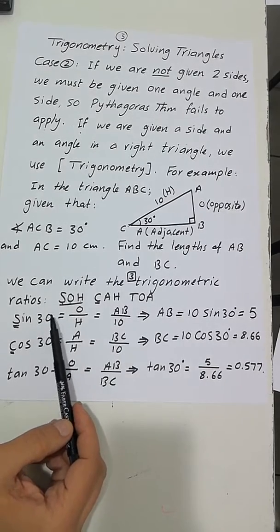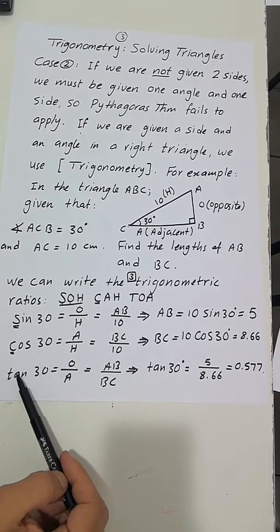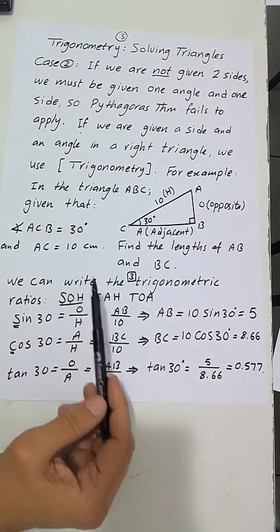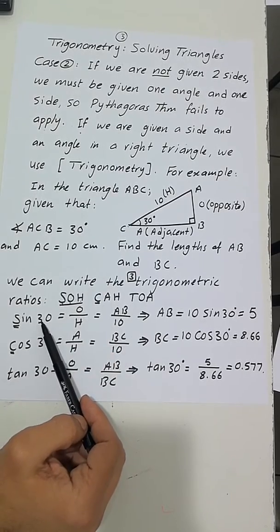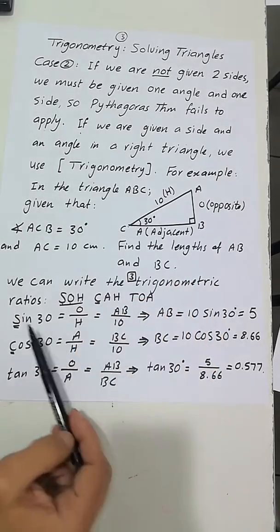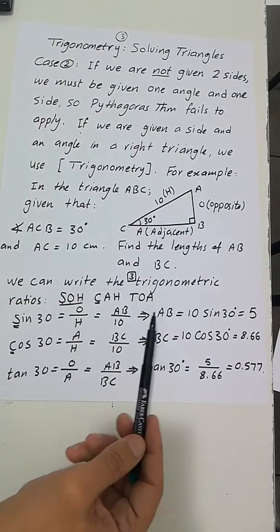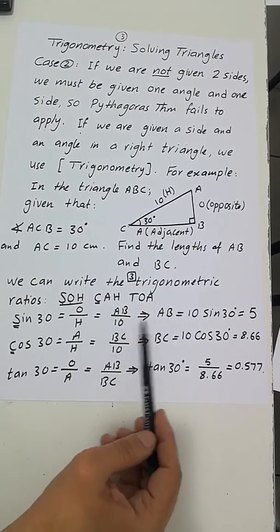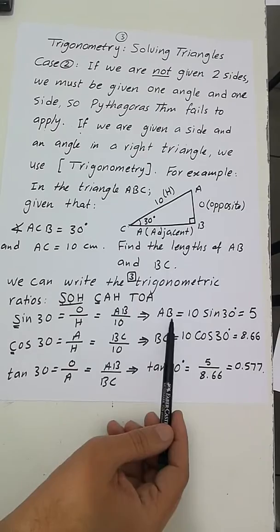We choose any ratio of the sine, cosine or tan that includes the given side. For example, sine 30 we know is equal to O over H. AB is unknown, which is the opposite. So sine 30 equals AB over 10. I will explain this in the next example as well, so you understand it more. So we have one equation with one unknown. By cross multiplying, 10 times sine 30 in the calculator is 5.